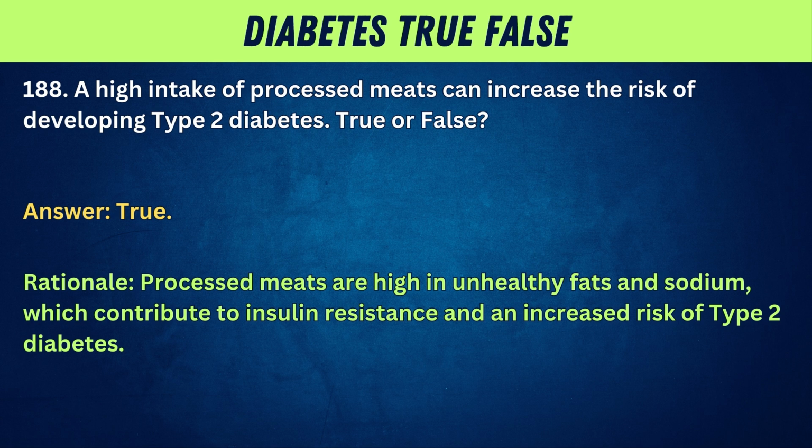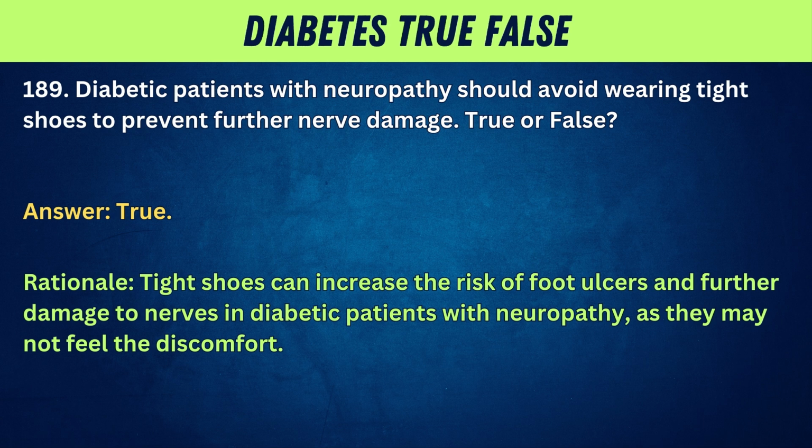189. Diabetic patients with neuropathy should avoid wearing tight shoes to prevent further nerve damage. True or false? Answer: true. Rationale: tight shoes can increase the risk of foot ulcers and further damage to nerves in diabetic patients with neuropathy, as they may not feel the discomfort.